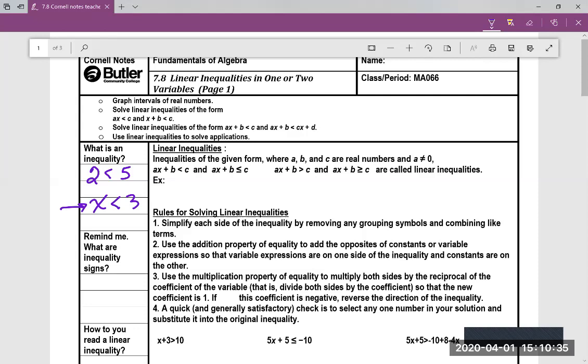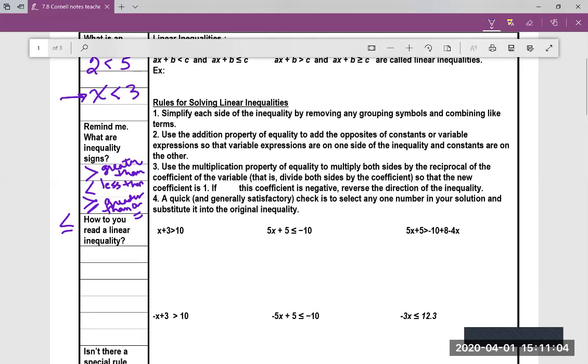What are the inequality signs? This one is greater than. This one is less than. And then if you have the greater than sign with half of an equal sign underneath it, it's greater than or equal to. And then the last one is less than or equal to. How do you read a linear inequality? Really like you read a book from left to right. So if you do have x less than 6, you would just read it as x is less than 6.